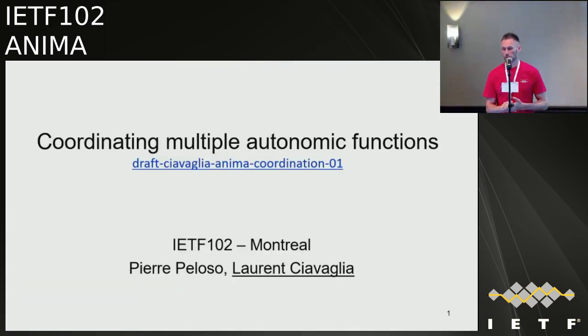Okay. So this is the second presentation, and it highlights one specific aspect that can use the previous lifecycle management on some operation. The idea here is to highlight a well-known problem when you have multiple autonomic functions running in a network, and ways to try to address it from a standards point of view. So, coordinating multiple autonomic functions.